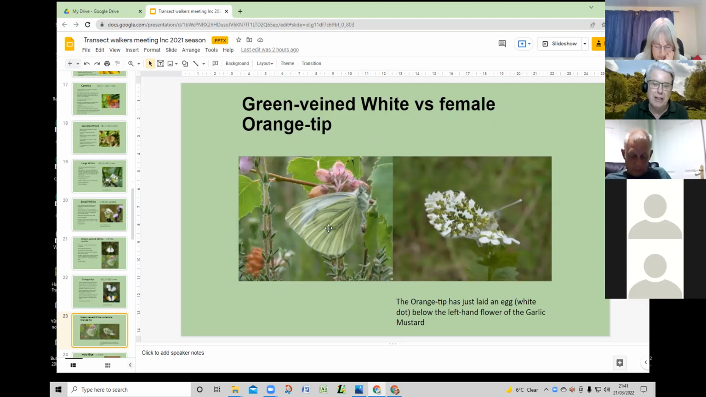You also have the advantage that you only need to know about this during the flight season of the orange tip. In other words, up until about the middle of June, do you have to worry which one of these it is? But it's well worth just checking that, waiting for it to alight, and then you can easily see from the underside which species.